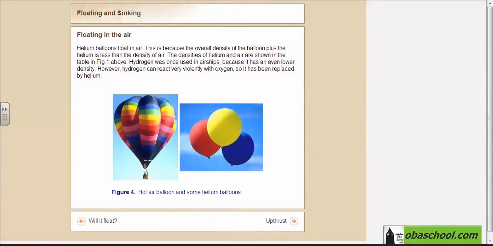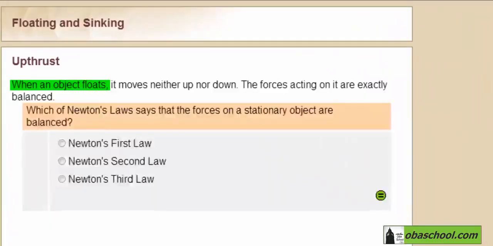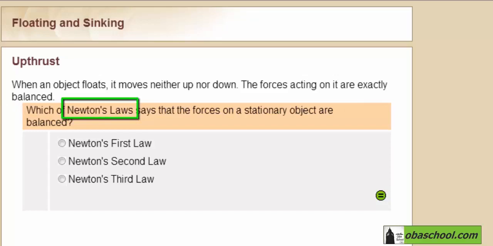Density Part 4. Now we're going to talk in this tutorial about upthrust. When an object floats, it moves neither up nor down. The forces acting on it are exactly balanced. Which of Newton's laws says that the forces on a stationary object are balanced? That would be Newton's first law.